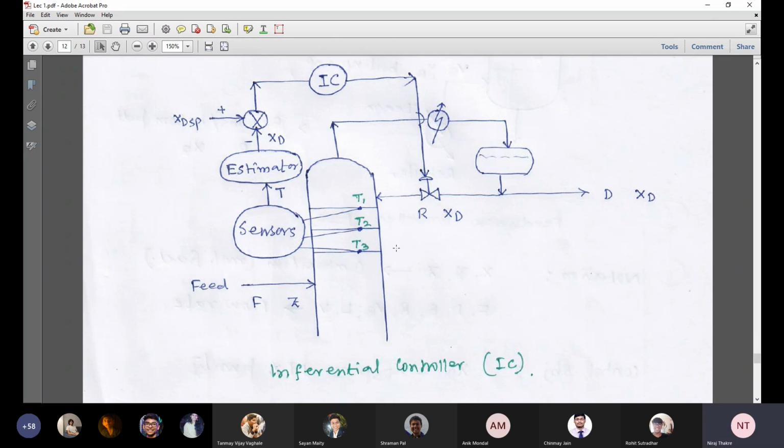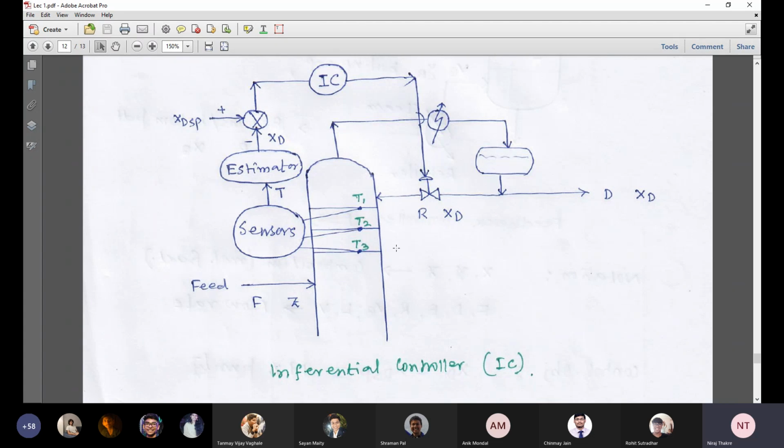Now, suppose composition measurement takes 5 minutes. During that 5-minute period, the controller provides the same control action because it does not have any updated measurement information. I repeat, if composition measurement requires 5 minutes, the controller provides the same old control action during that period, because it does not have any updated measurement signal.